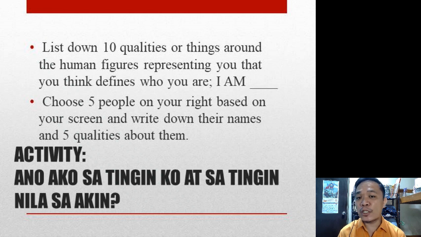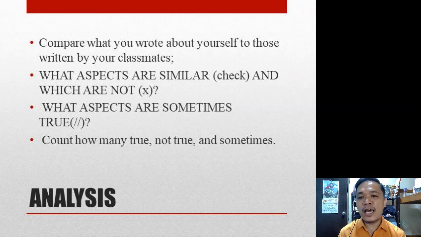Then I want you to look for 5 people and each of them will receive 5 qualities that you think about them. All right? So what will happen next is afterwards you will compare yourself to those written by your classmates. Once your classmate states something about you, you will jot down those qualities. And if you think that their qualities about you are the same as the qualities that you wrote on your paper, you will check mark.